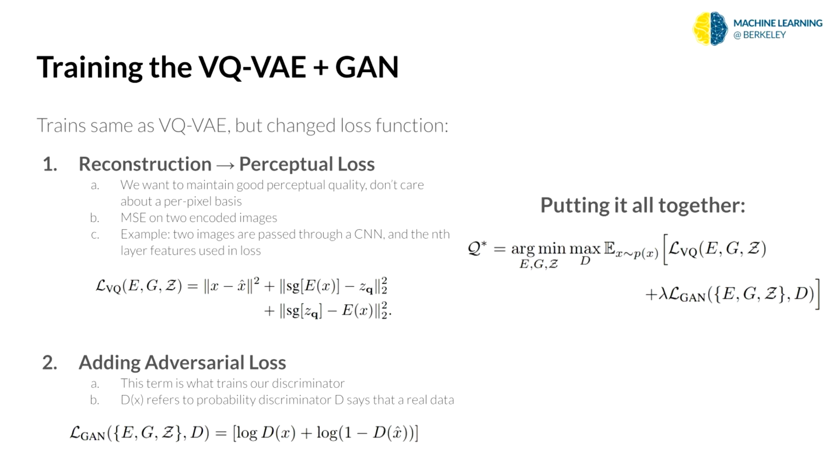The second part is the adversarial loss. How do we train the discriminator? This is what they use, this equation at the bottom. D of x here refers to the probability that discriminator D says a real image is actually real. You essentially take the log of both the discriminator as well as 1 minus discriminator. I think this is referred to as just another log probability loss as well. Putting it all together, you add up both of these and we use that to train this first stage. Any questions on this part?